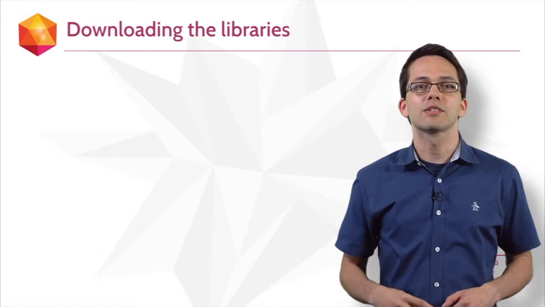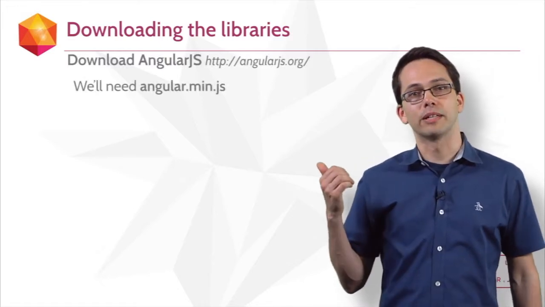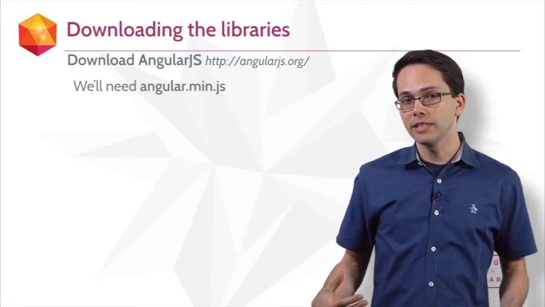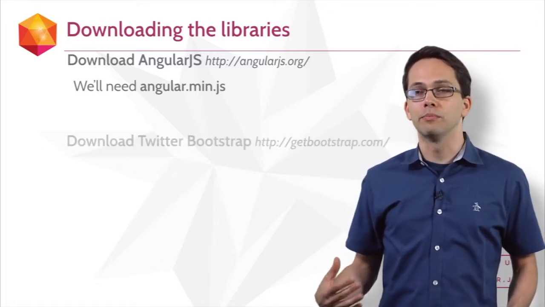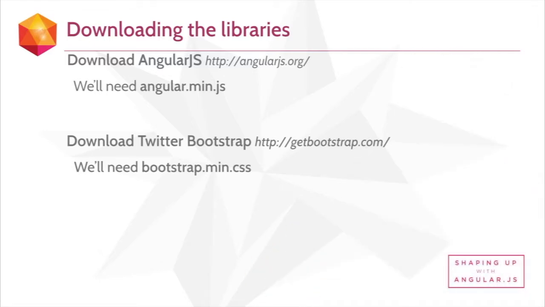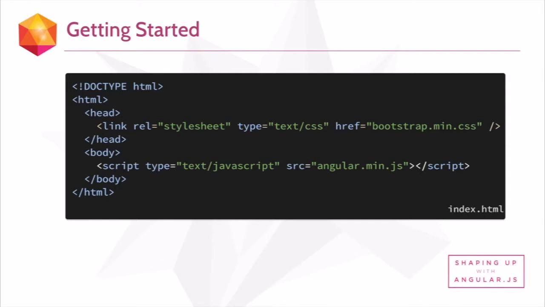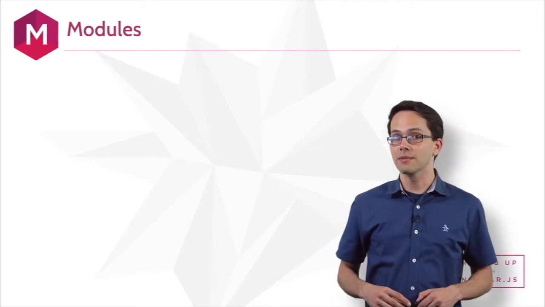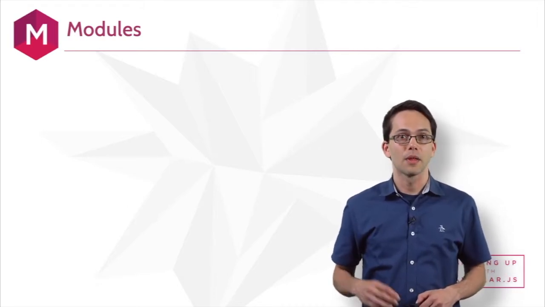The first step, if you want to start playing with Angular, is to download the library from the official website. In the application we'll be building in this course, we're going to be using Twitter Bootstrap, which you also might want to download. And feel free to follow along. Let's start coding up our HTML. You can see here we've included the CSS for Twitter Bootstrap, and we've included the Angular library, which we downloaded as well.